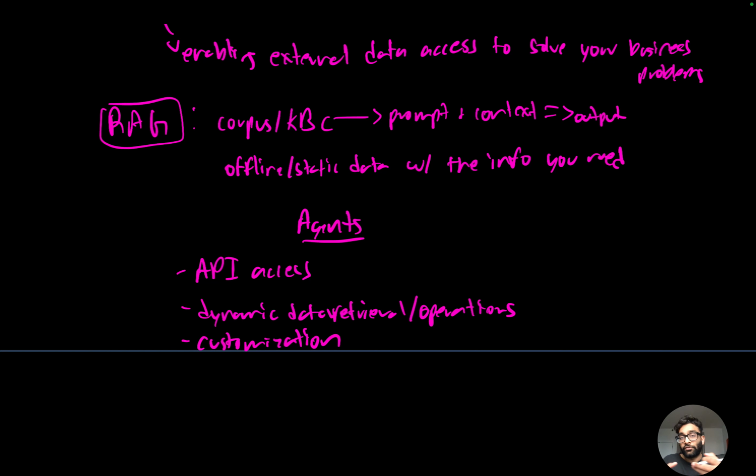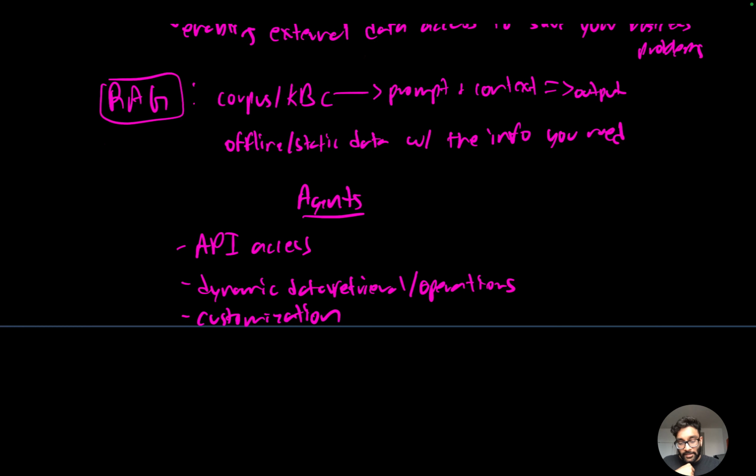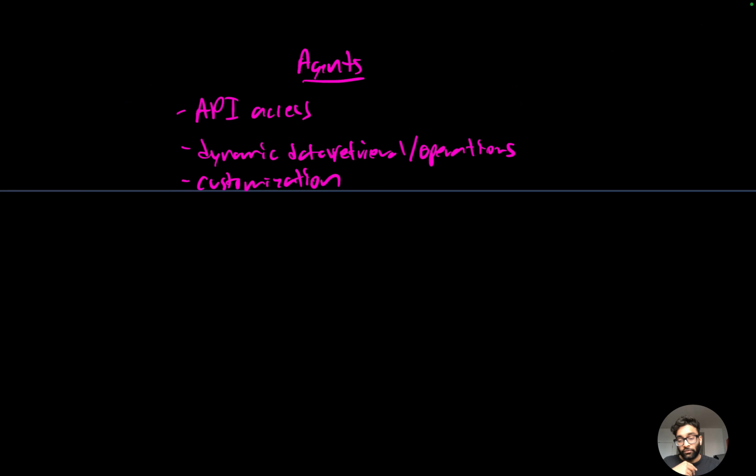Let's say you might need access from multiple different APIs or multiple different data sources to answer your questions, and you might need dynamic operations done on that data, and maybe even real-time data access, not something that's offline or static like RAG, where that corpus is already existing, right? Though you can update that. Anything that comes into play, that's where the need for agents really evolved.